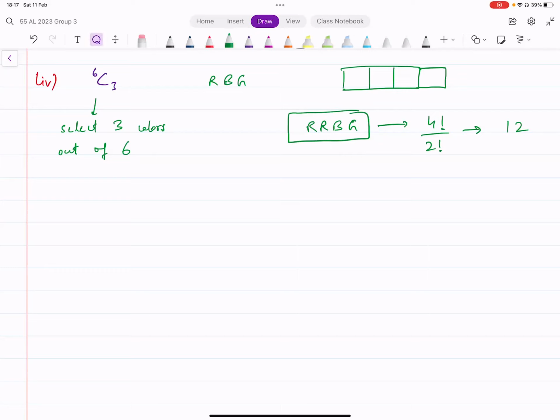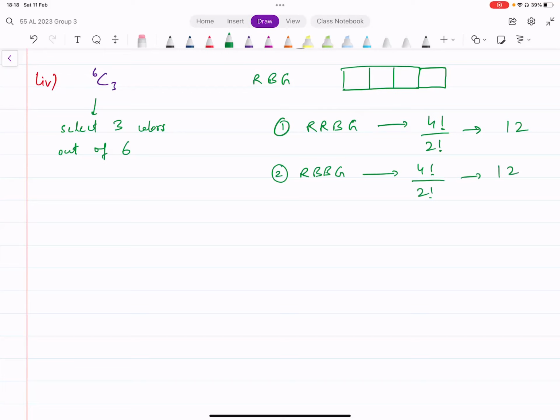ठीक है? लेकिन रेड ब्लू ग्रीन की सिलेक्शन के साथ ये एक पॉसिबल सिलेक्शन है. रेड ब्लू ग्रीन अगर हमने सेलेक्ट किया है, अब इसमें एक तो ये पॉसिबिलिटी है कि रेड 2 दफा आ रहा हो, but there's also another possibility, and that is that you have blue coming twice. You could have R, B, B, and then G. This was also possible. You have the same thing here, 4 factorial over 2 factorial. You've got 12 possible arrangements in this case as well.